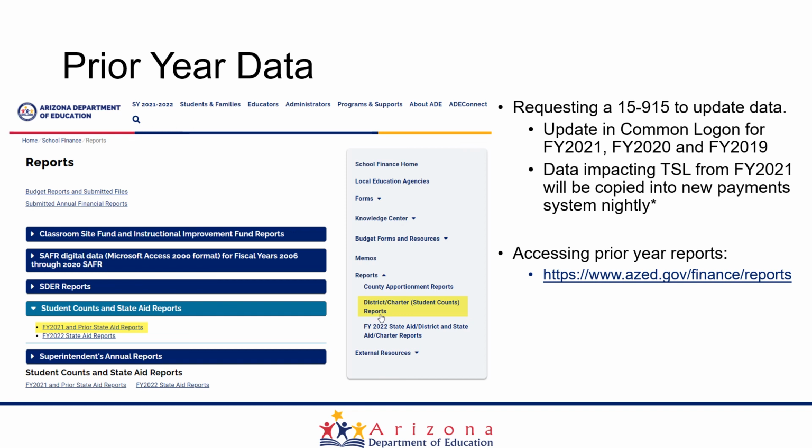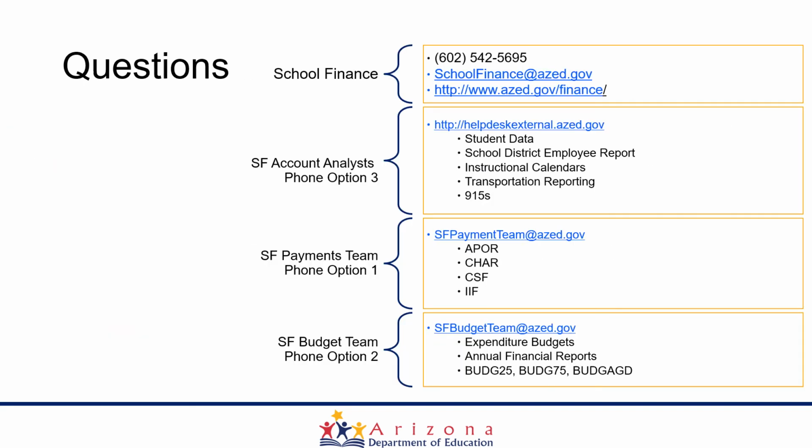Should you need to access prior year reports, they are available under the Student Count Reports link within the School Finance, Student Counts, and State Aid Reports website. If you have questions about transportation reporting, you can reach out to the School Finance Analyst team via Help Desk or by calling the number listed for School Finance and selecting phone option number 3.